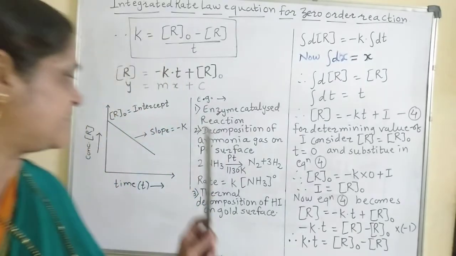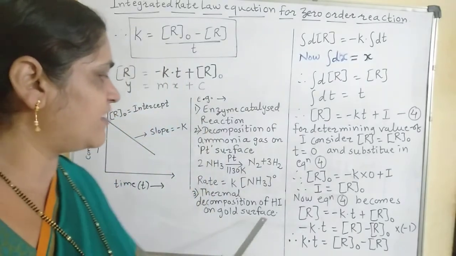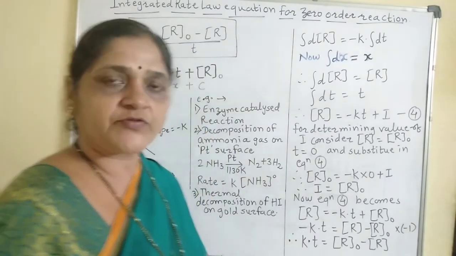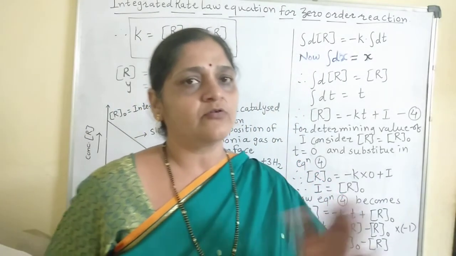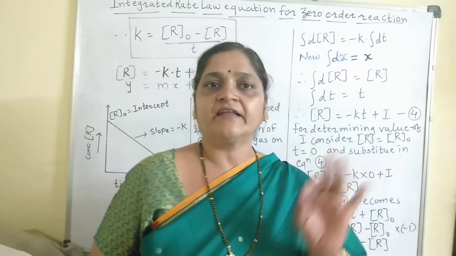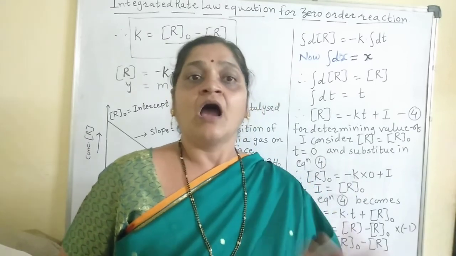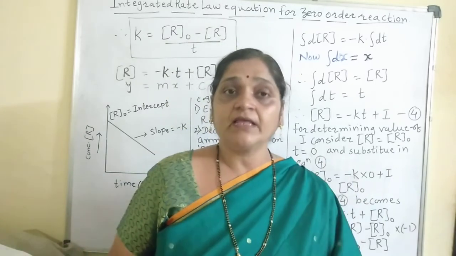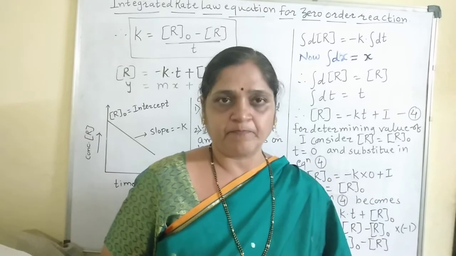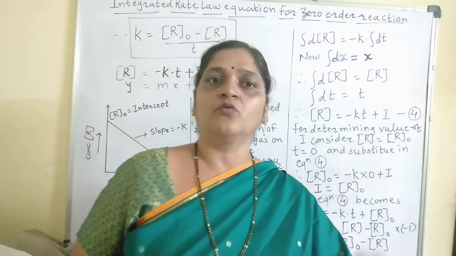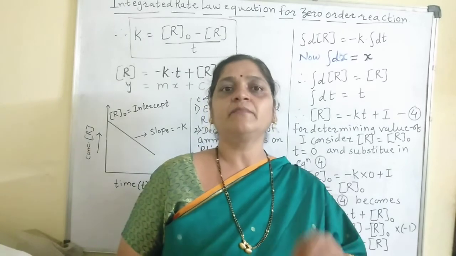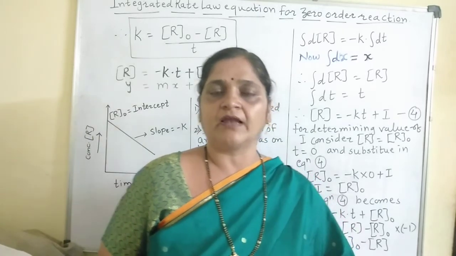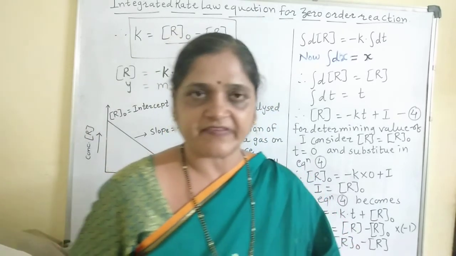Now next is the thermal decomposition of HI on gold surface. This is also a similar case. Whatever amount of HI molecules undergo thermal decomposition is totally dependent upon the gold surface available for the reaction. When they approach the gold surface, that is the metal surface, that metal surface allows them the decomposition process.